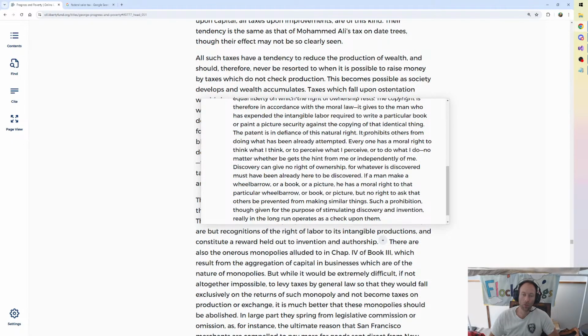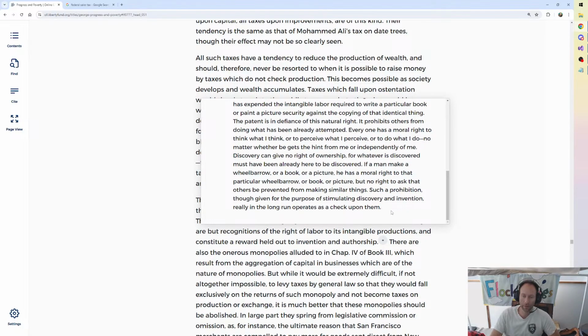Everyone has a moral right to think what I think, or to perceive what I perceive, or to do what I do, no matter whether he gets the hint from me or independently of me. Discovery can give no right of ownership, for whatever is discovered must have been already here to be discovered. If a man make a wheelbarrow, or a book, or a picture, he has a moral right to that particular wheelbarrow, or book, or picture, but no right to ask that others be prevented from making similar things. Such a prohibition, though given for the purpose of stimulating discovery and invention, really in the long run operates as a check upon them.